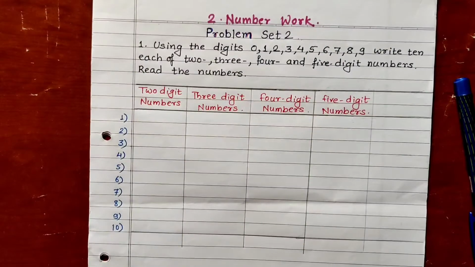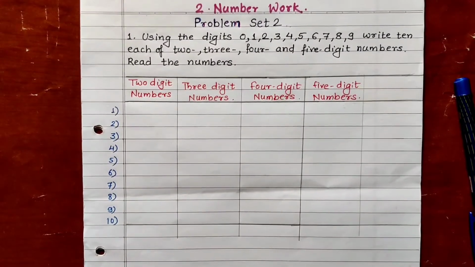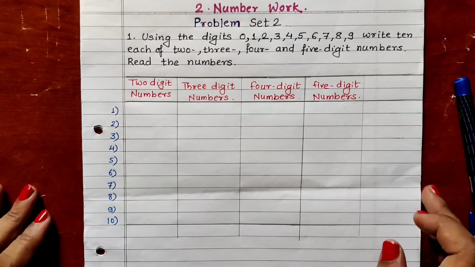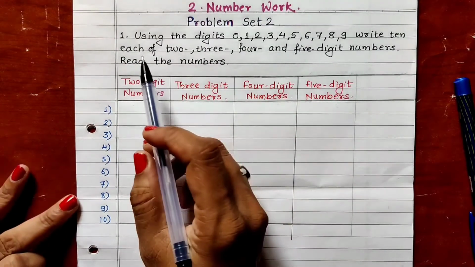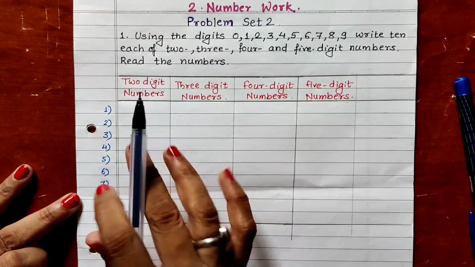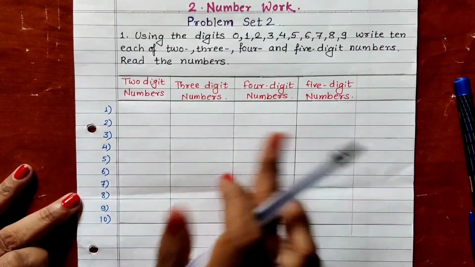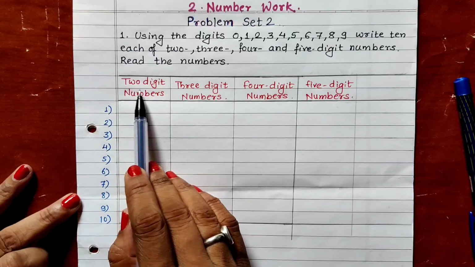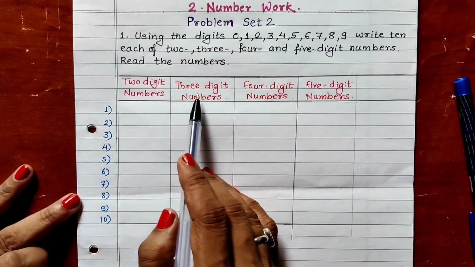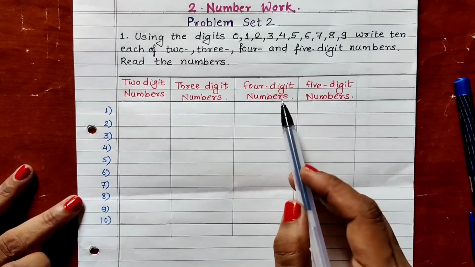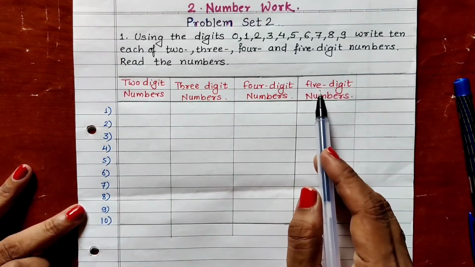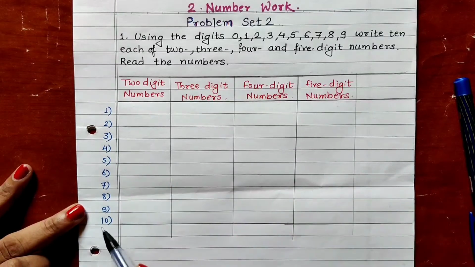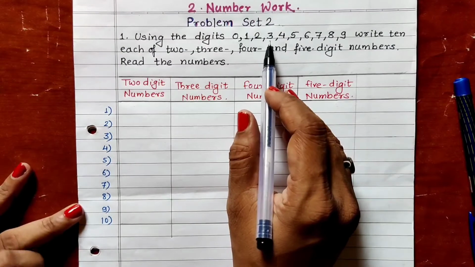We can use any 2 digits. As you can see, I have written the question as it is on my page and then I will be writing the answer. Now first I have made 4 columns. In the first column I will be writing 2 digit numbers, in the second column 3 digit numbers, in the third column 4 digit numbers and in the fourth column 5 digit numbers. 10 numbers we will have to write. So take any 2 digits and write the numbers.